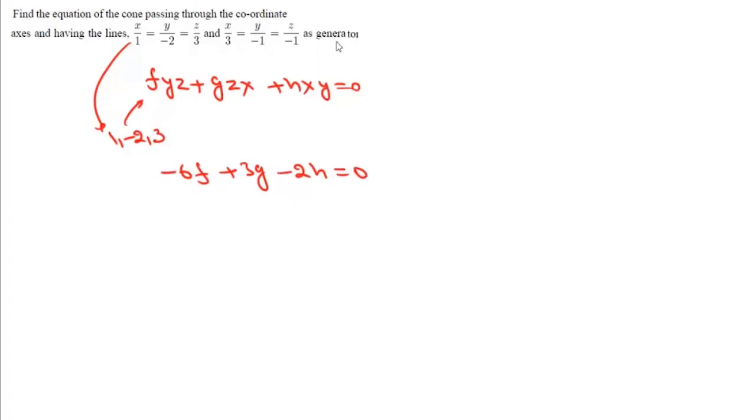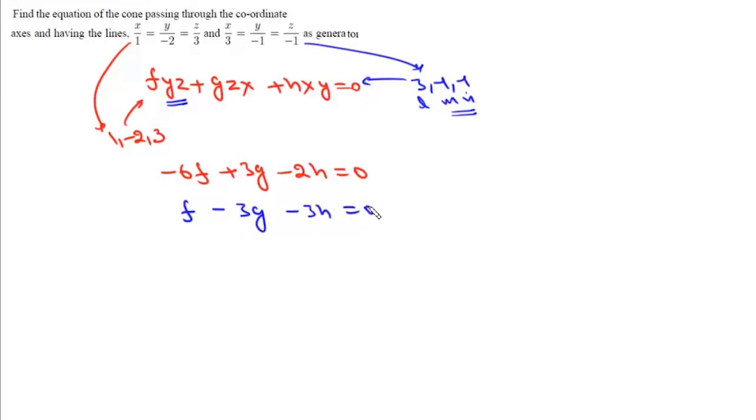Now direction ratios of this second line are 3, -1 and -1. So they are L, M and N. Now they'll again satisfy this equation. For f, M into N, so it'll be this f. Now Z into X, Z into X is this -3, so it'll be -3g, and then X into Y is -3h, and it'll be equal to 0.